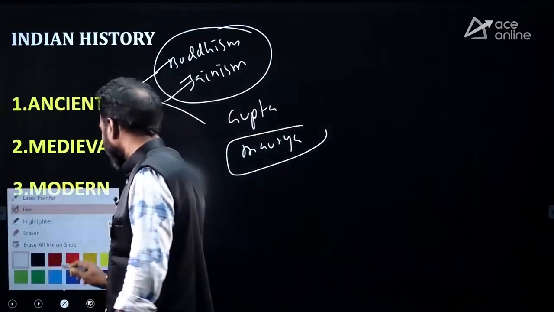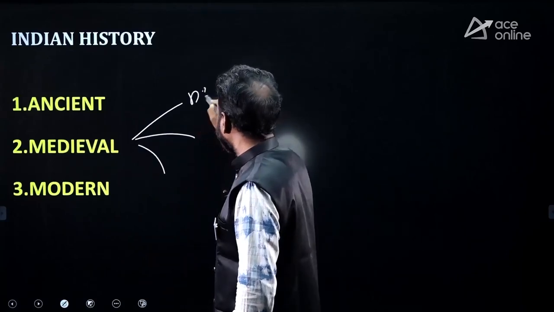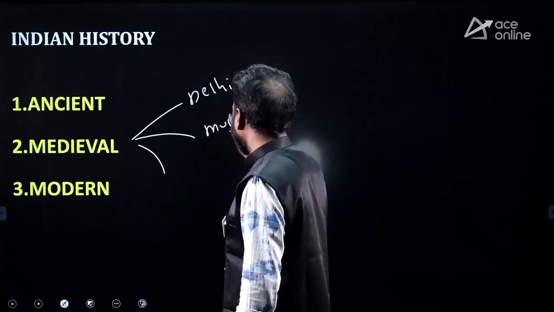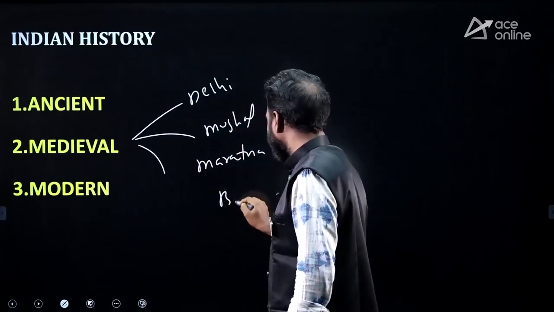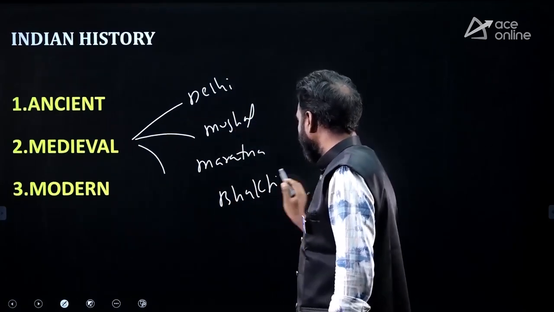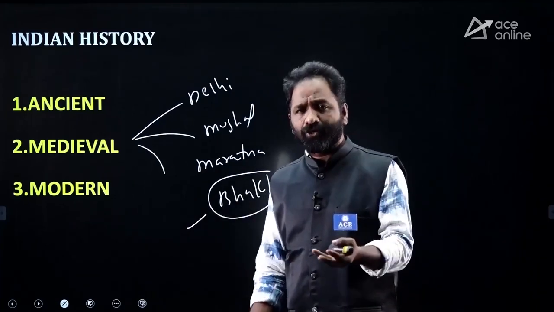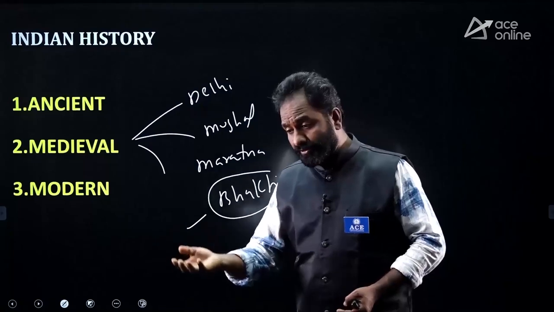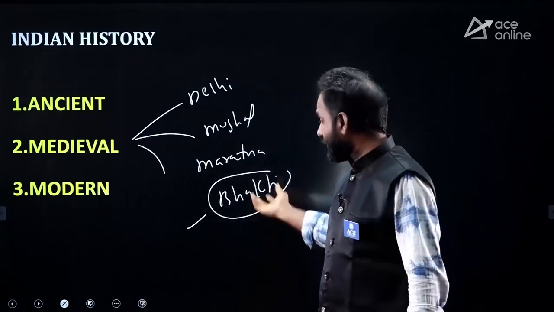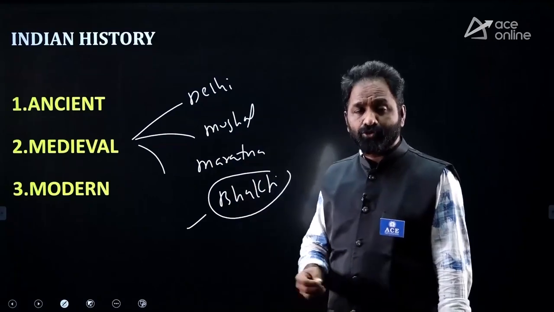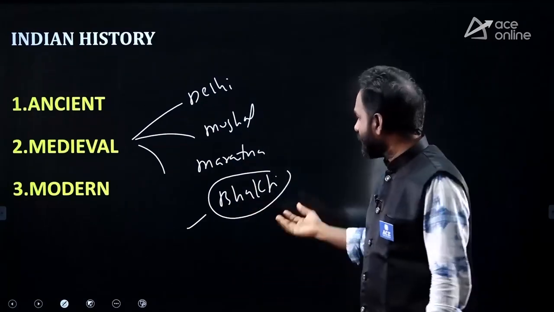Regarding the Gupta, you have to focus on the kings, their titles, their contribution, inscriptions. Those are important. Now come to medieval India. The Delhi Sultanate, and also Mughal Empire, and also Maratha Empire, and also the Bhakti movement. Most of the people are neglecting this Bhakti movement. Simple questions are there. Ramanujacharya, Shankaracharya, and Chaitanya, and also Kabir, Guru Nanak. All these people are very, very important. So you have to focus on who all these people are.